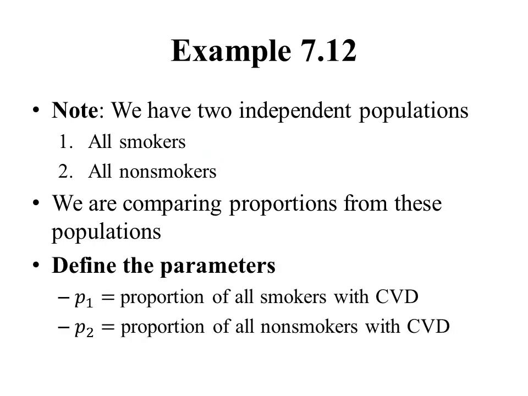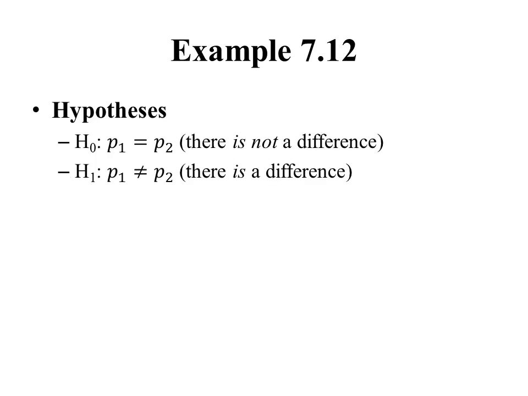So we're going to define two parameters, P1 and P2. These parameters are P because these are proportions. P1 is the proportion of all smokers with cardiovascular disease, and P2 is the proportion of all non-smokers with cardiovascular disease. So our hypotheses are the null.